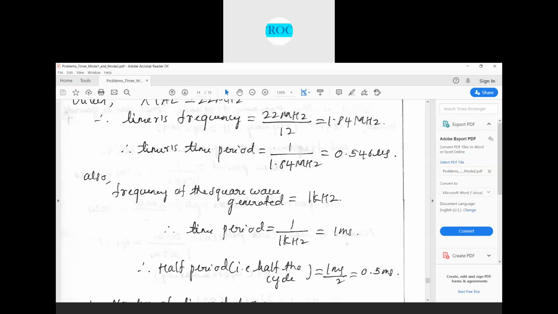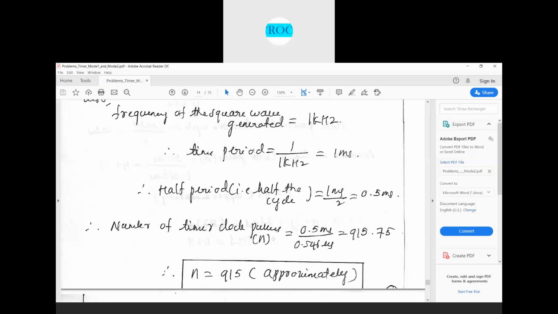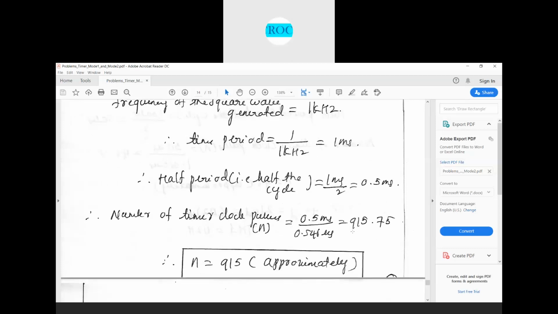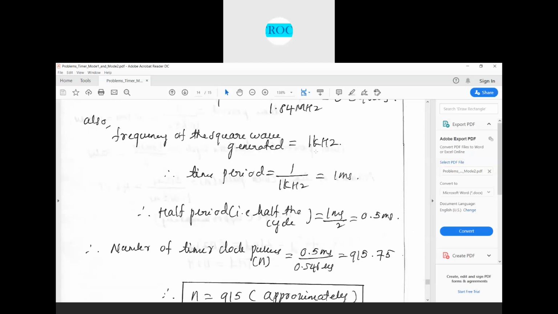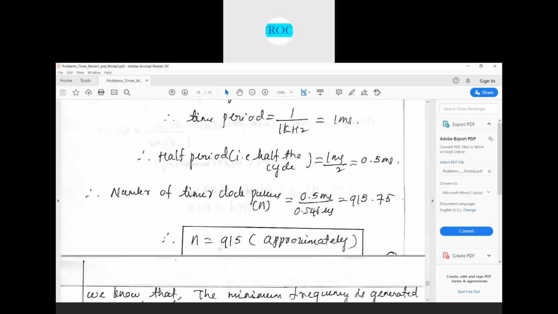What is the time period for that? 1 millisecond. Now what is the period for the on cycle or the off cycle, which we call the half cycle? It will be 0.5 milliseconds. So what is the number of clock pulses for this? You get 915.75. This is the count we should have in order to get a frequency of 1 kilohertz using a 22 megahertz crystal frequency: 915.